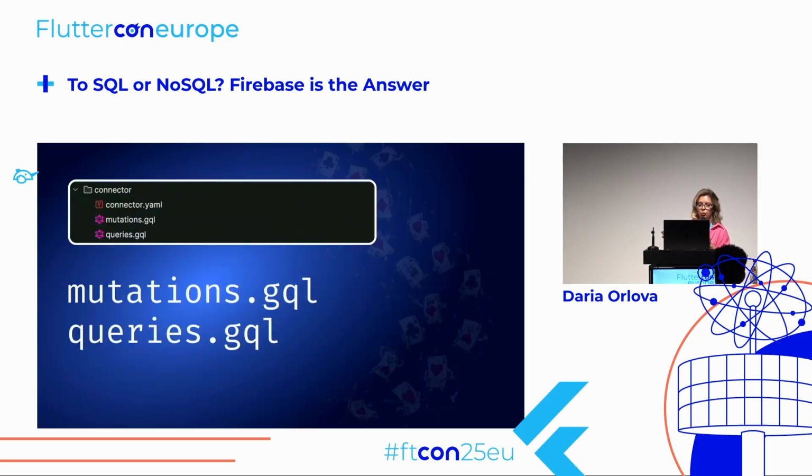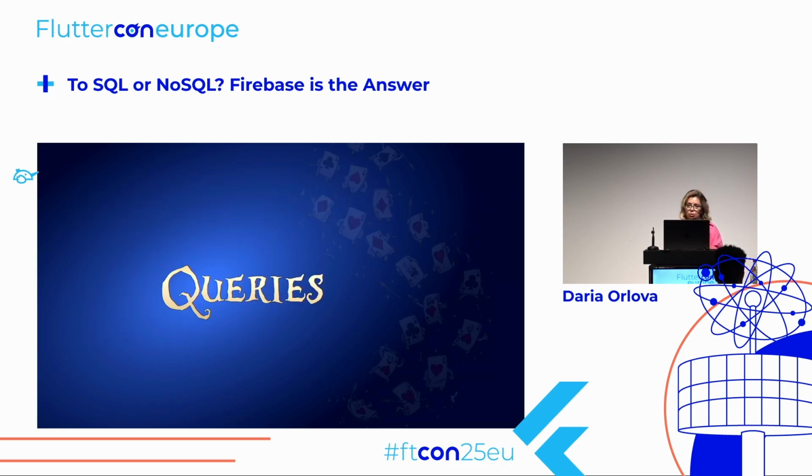Particular mutations and queries lie in the connector folder, but you are not limited to those two. You can create other files, apparently, according to documentation. If you want better structure, I have everything in one file. All goes. And let's write some queries.